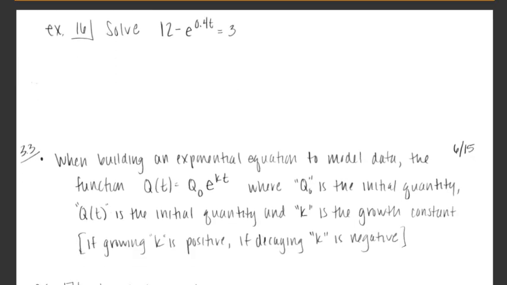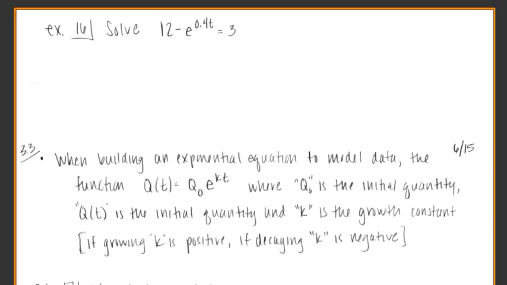Okay, let's do number 16. We want to solve, again, 12 minus e to the 0.4t equals 3. So again, it's another exponential function, and like I said before, let's just focus on isolating the exponential part. So first thing, let's subtract 12. So negative e to the 0.4t is equal to 3 minus 12, which is -9. And then just divide off that negative sign there. So really we're looking at e to the 0.4t is equal to +9.